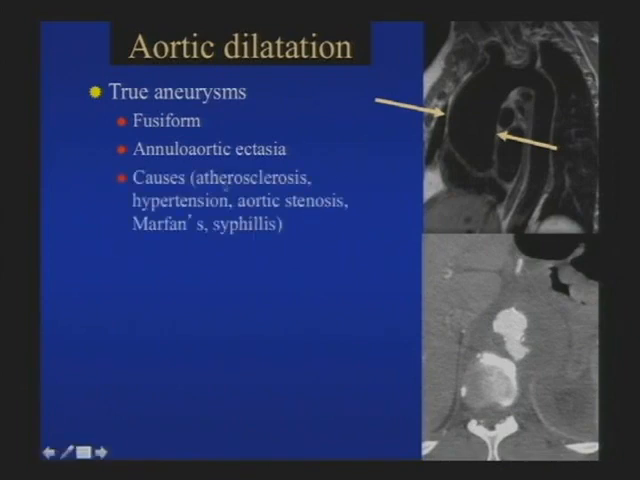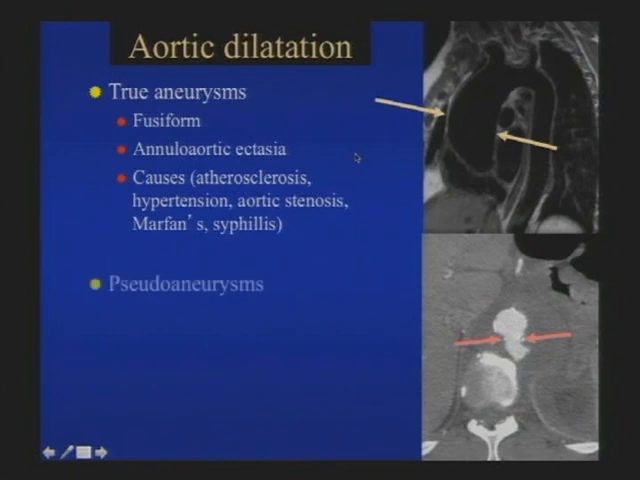Some causes of just normal aneurysms, we think of atherosclerosis, hypertension, maybe post-stenotic dilatation due to aortic stenosis. When you specifically see annuloaortic ectasia, you could think of Marfan's, Ehlers-Danlos, and maybe syphilis. Of course, we don't see a lot of that anymore. Okay, true aneurysms are fusiform.